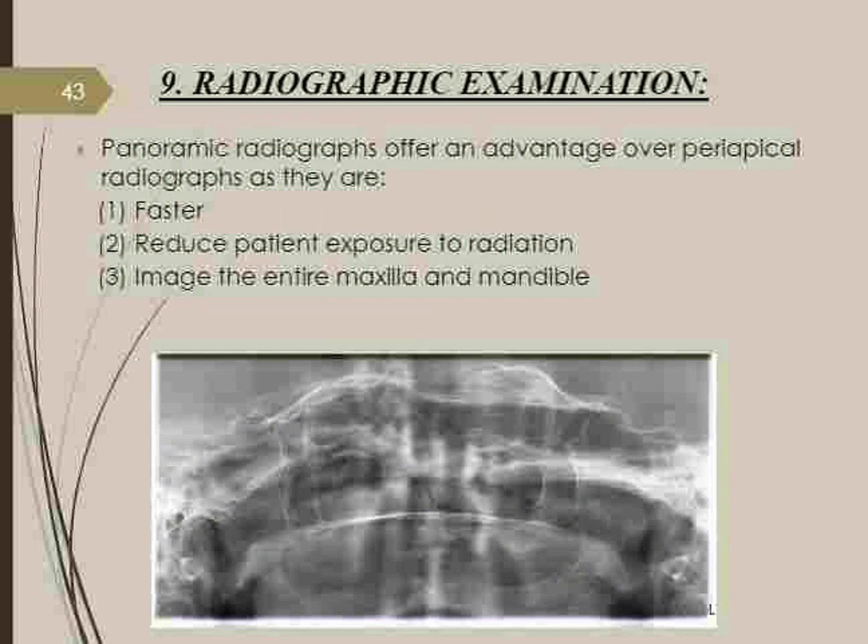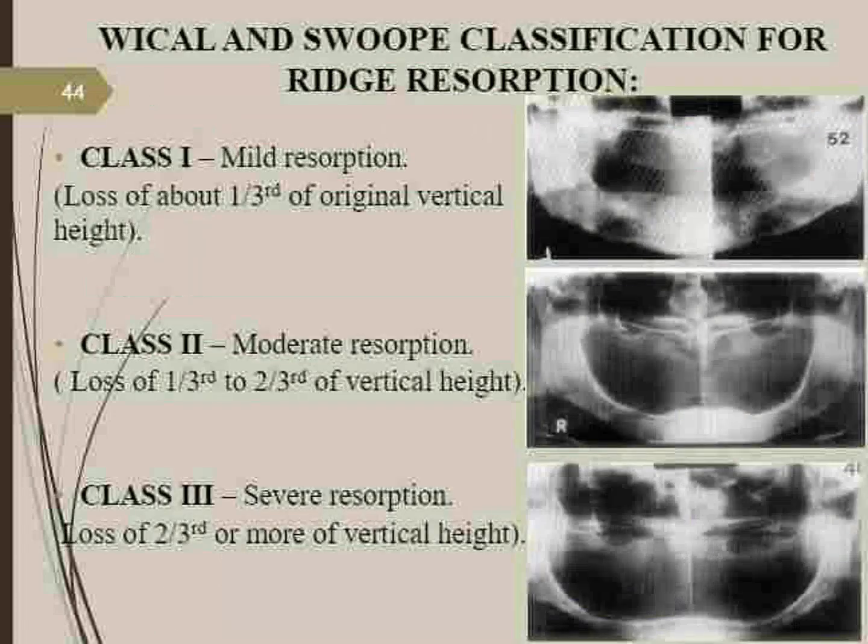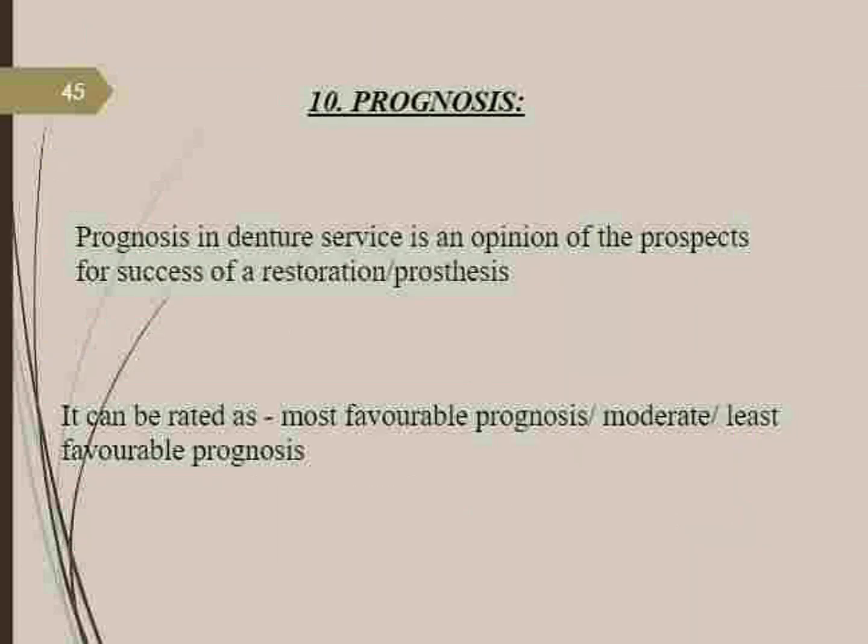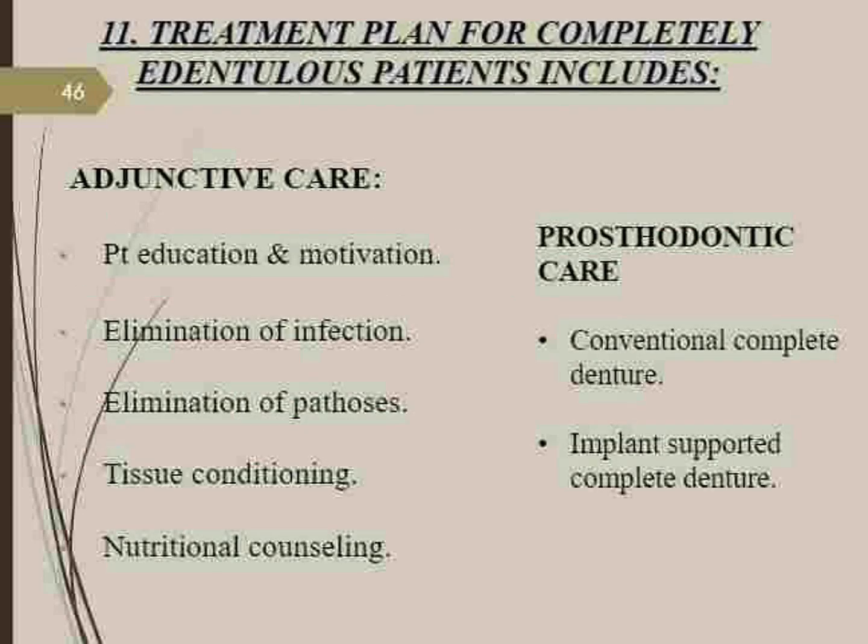Radiographic examination is done to see if there is an underlying pathology, cyst or residual spicules of bone or root stumps, or an impacted tooth, to study the bone, the osseous tissues. Vikal and Scoop used radiographs for determination of the mandibular lower ridge height. And then coming on to prognosis. Prognosis in denture service is an opinion of the prospects for the success of the prosthesis. It can be rated as most favorable prognosis, moderate or least favorable prognosis.